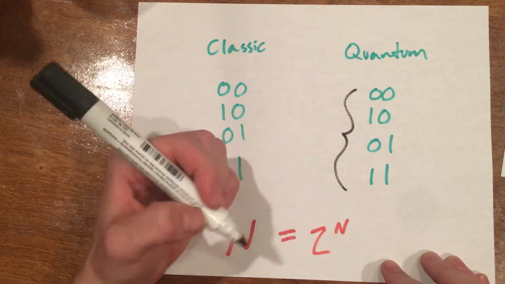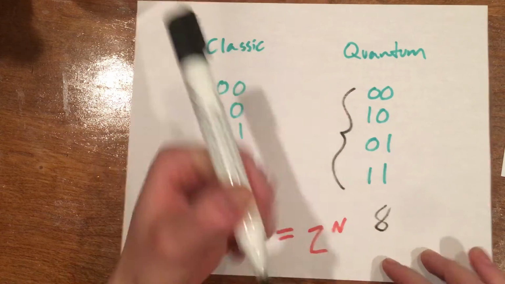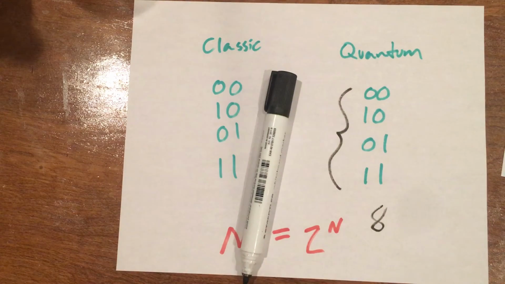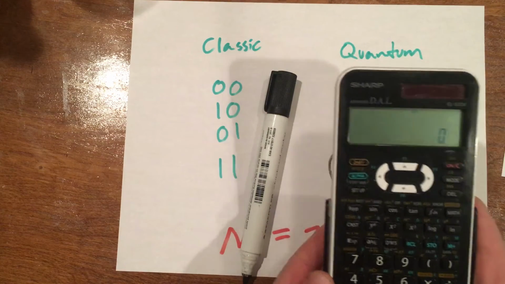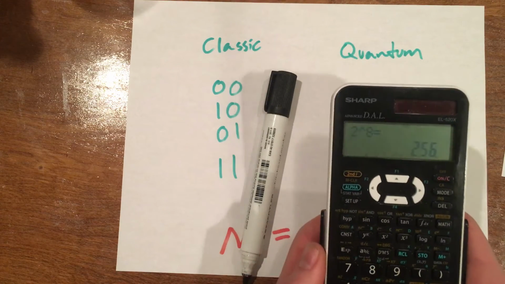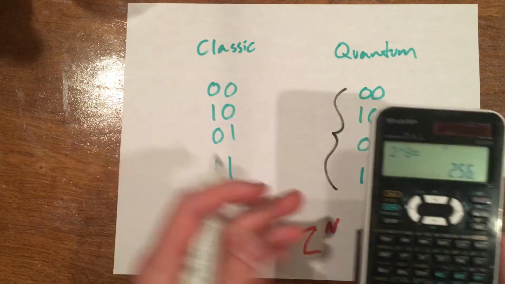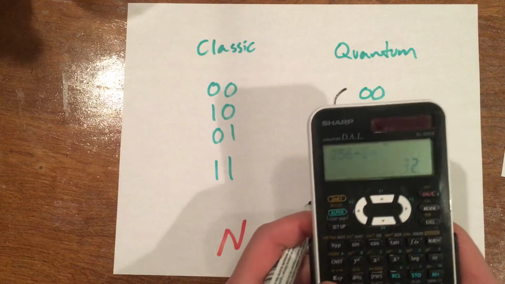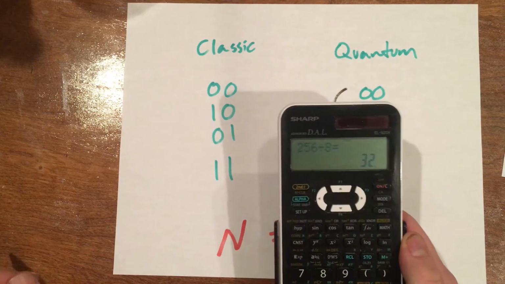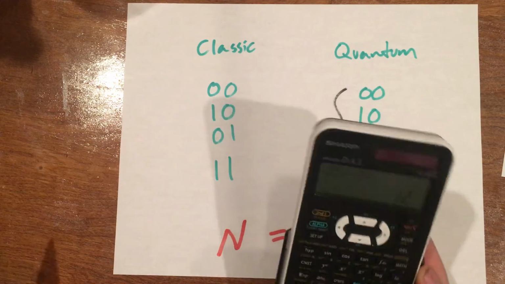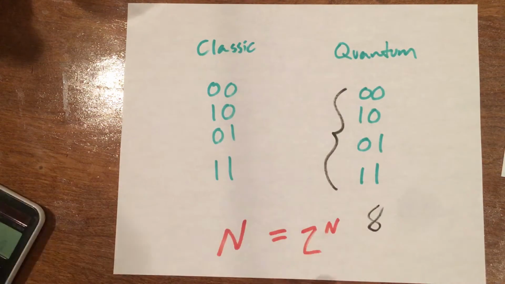So, you've got your 8-bit computer. What's 2 to the n? Well, I don't know. I use a calculator. I don't do this stuff in my head. So 2 to the 8, that's 256 bits. That's 32 times the computing power. That's crazy. Wild.